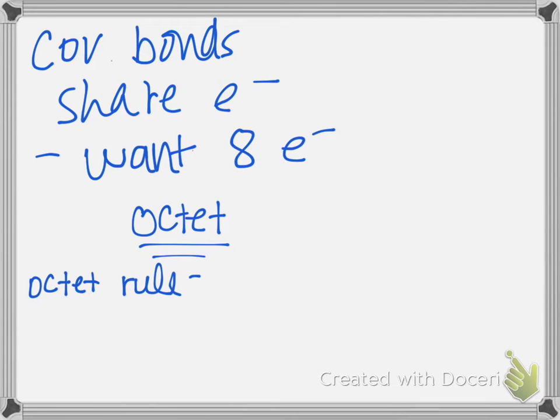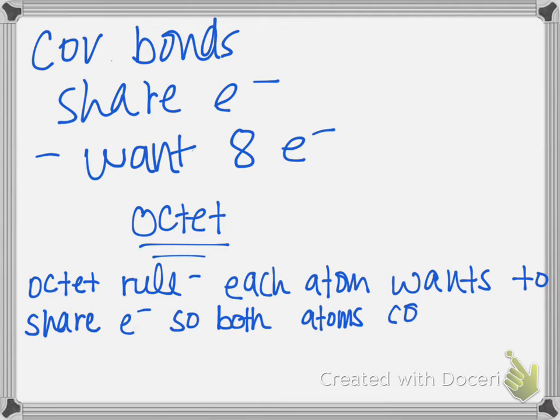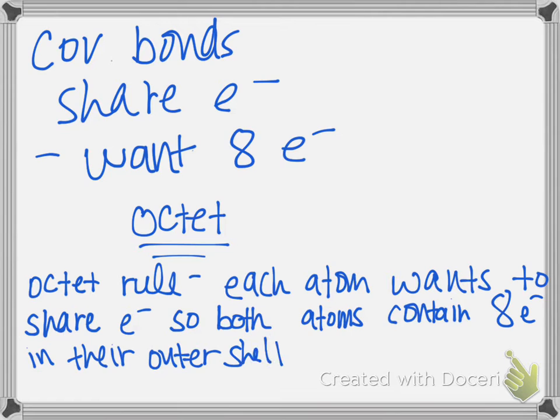The octet rule says each atom wants to share electrons so that both atoms contain 8 electrons in their outer shell. Okay. We want both of them to be able to consider that they have 8 electrons in their outer shell. That's called the octet rule.